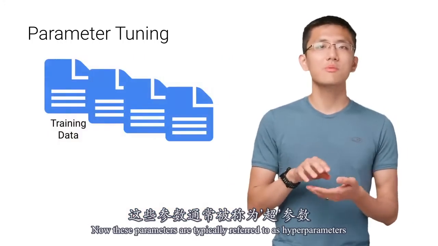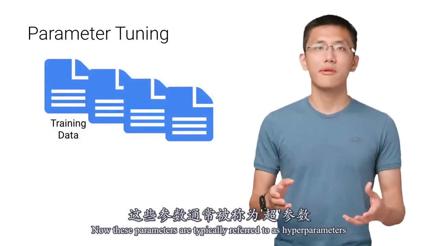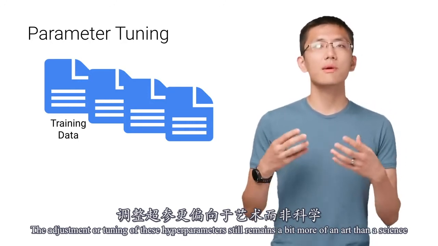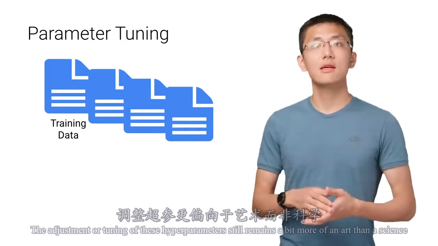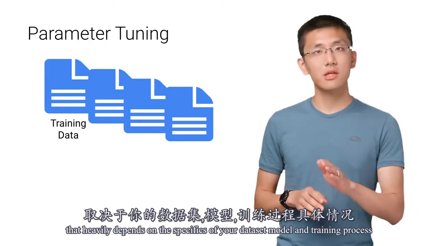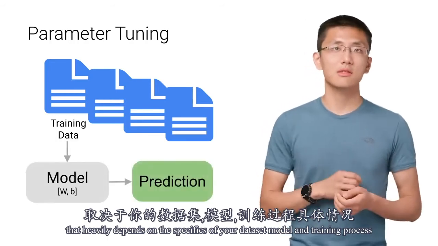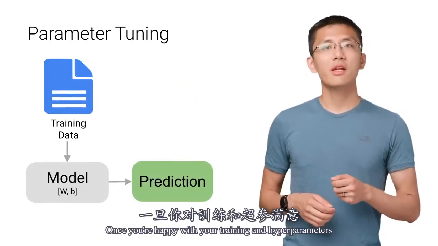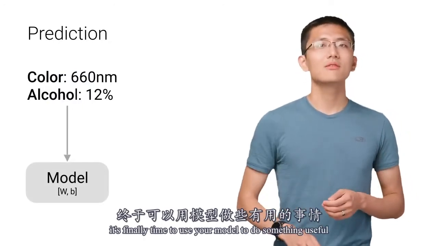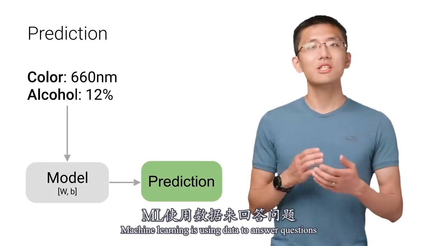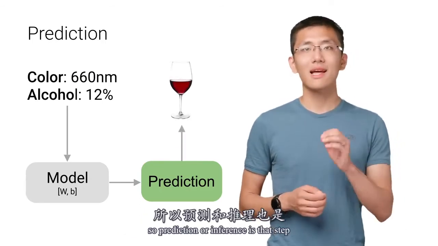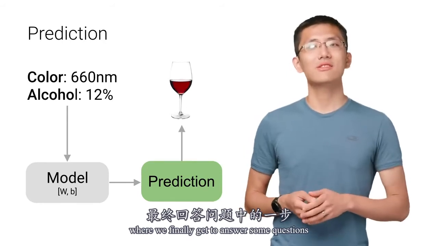Now, these parameters are typically referred to as hyperparameters. The adjustment or tuning of these hyperparameters still remains a bit more of an art than a science, and it's an experimental process that heavily depends on the specifics of your dataset, model, and training process. Once you're happy with your training and hyperparameters, guided by the evaluation step, it's finally time to use your model to do something useful. Machine learning is using data to answer questions. So prediction or inference is that step where we finally get to answer some questions.